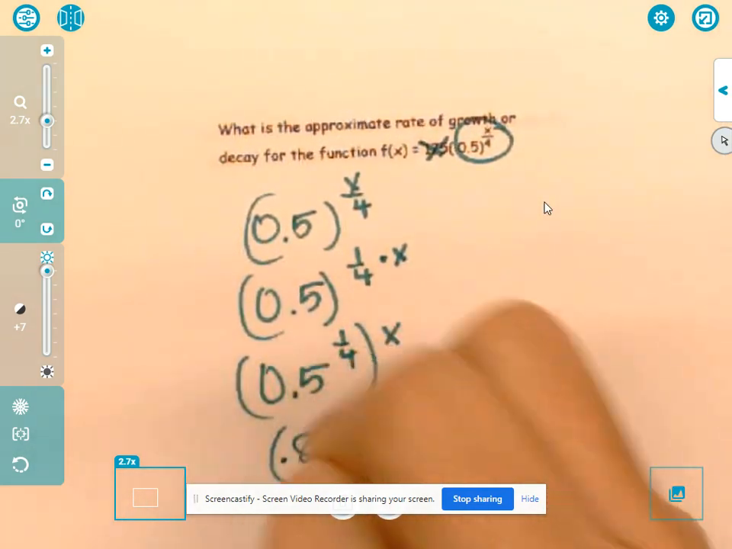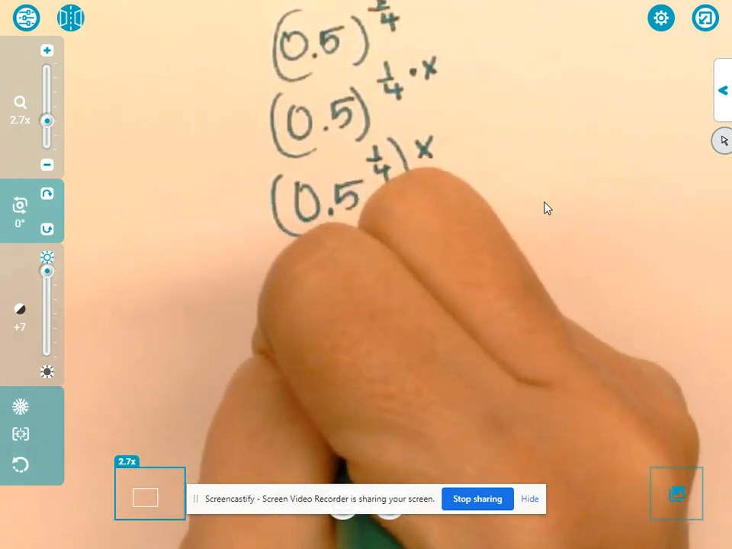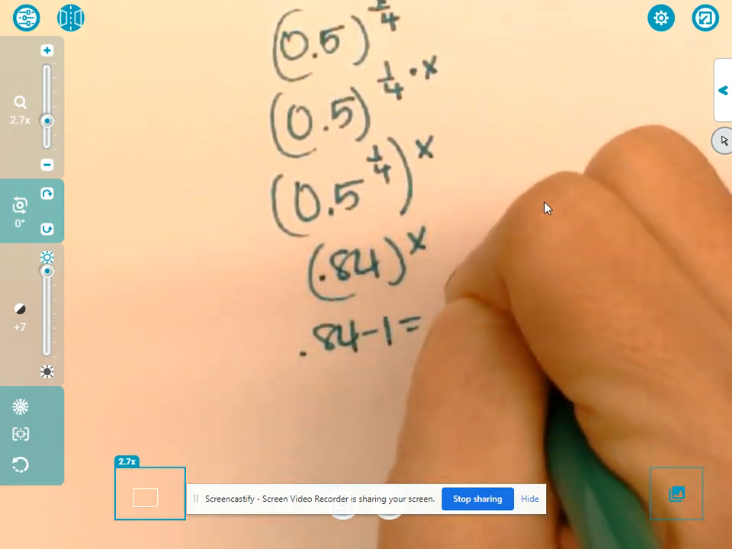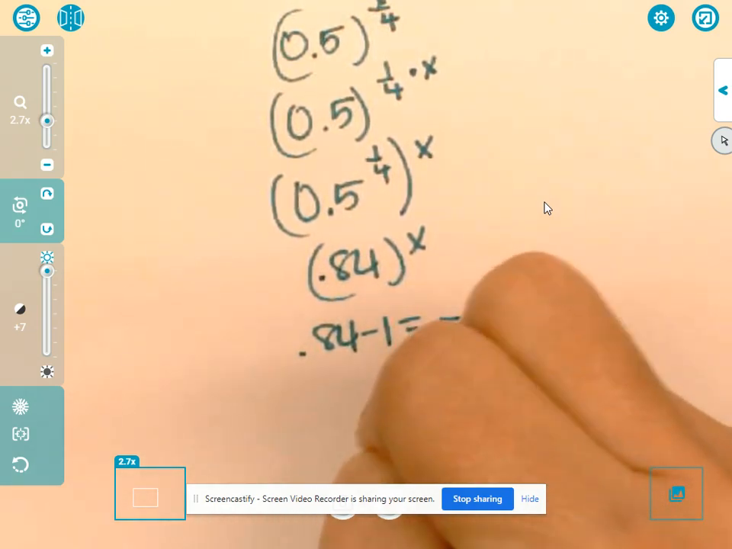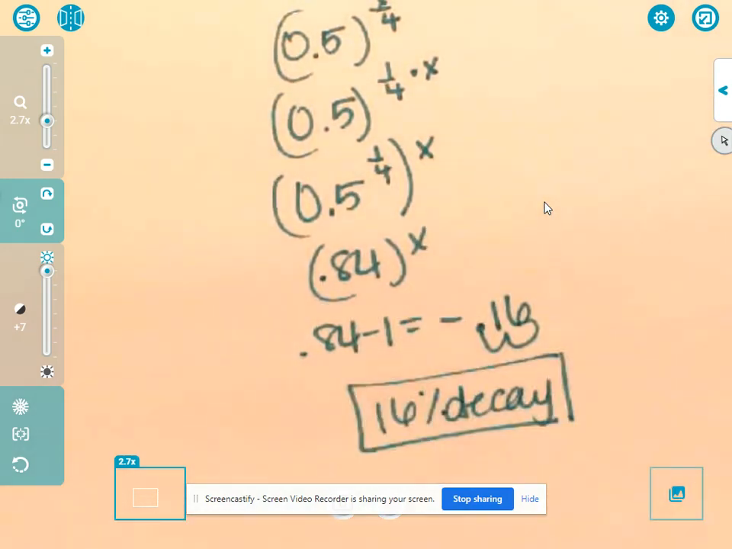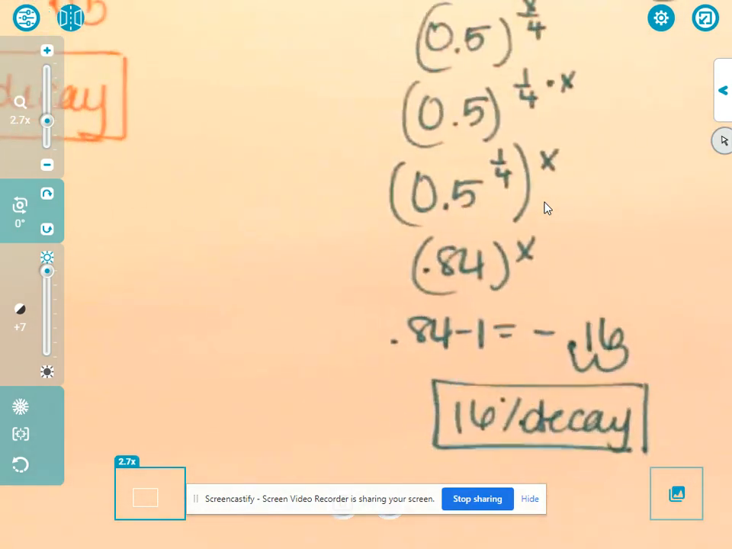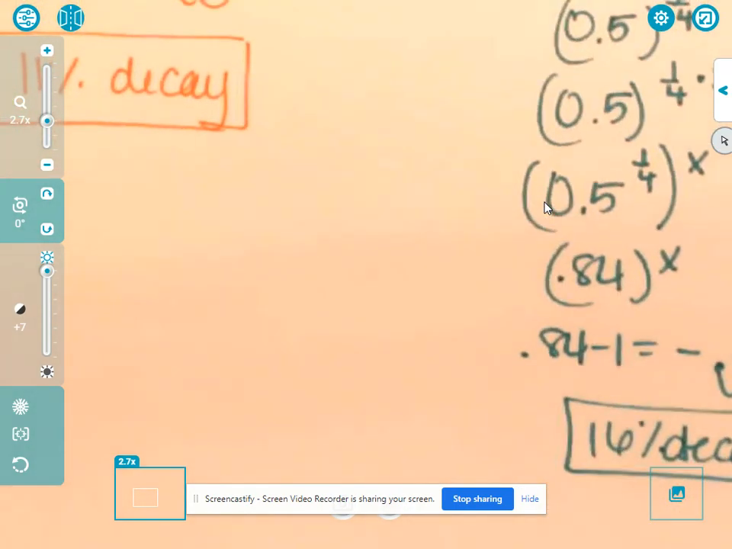Okay, so that's what I have right there, and I'm going to hit enter. And I want these first two, round if you need to, so that's 0.84. So I have 0.84 to the x. Now it looks like what I've been doing. So I'm going to do 0.84 minus 1, which is going to give me negative 0.16, which tells me that it is 16% decay. But you can't just tell me that it's like 50% decay from the get-go.